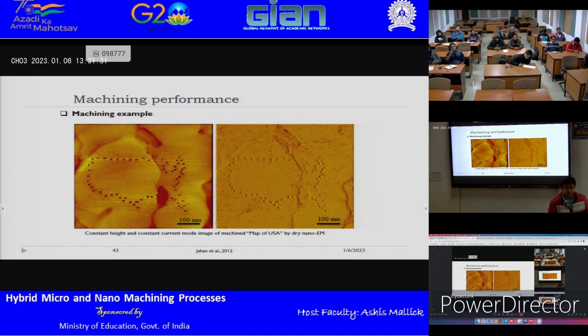Sir, in the point of the nano holes, do you observe the fluctuation in the IZ graph? So the IZ curve we only took before machining and after machining to check the quality. After machining, in most cases, if it is dry machining, the quality is still there, but if it is wet machining, the quality went down.